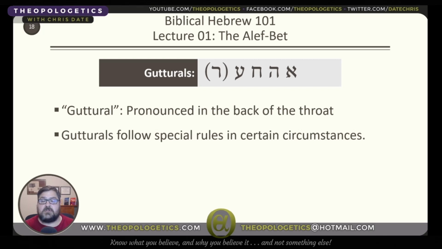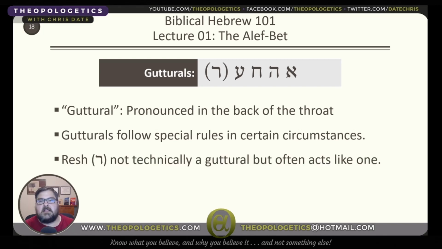You won't learn any of those rules in this lecture, but you will in future ones, and so you need to be familiar with which consonants fall into this category. Now, the last character, the one that I've put in parentheses toward the top of the slide, that character is called resh, and you'll learn it shortly.